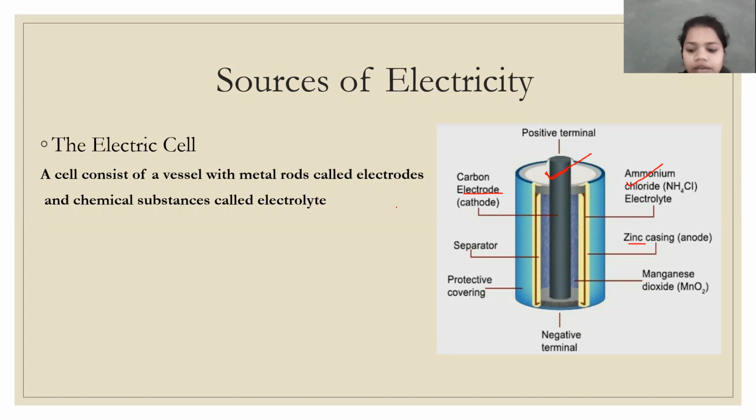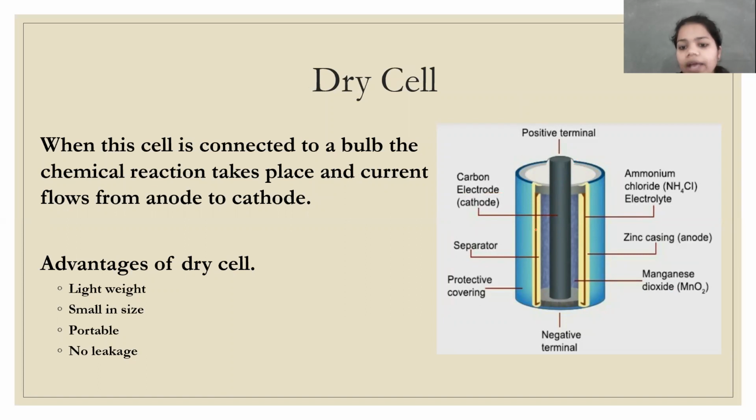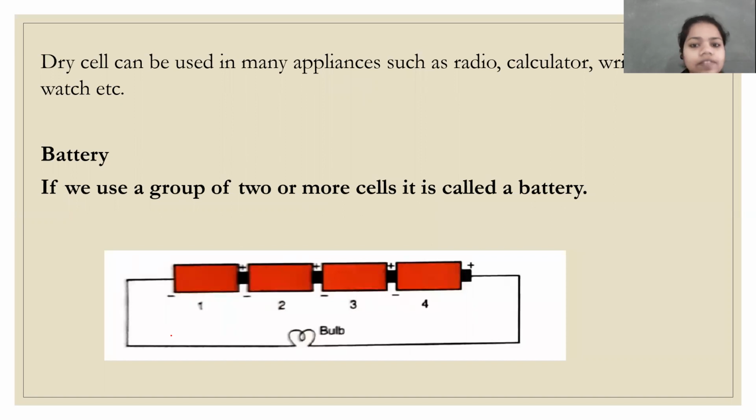When the cell is connected to a bulb, the chemical reactions inside the cell take place and the current flows from the anode to the cathode. Okay, that is from the positive to the negative terminal. Now, some of the advantages of this dry cell are given here. Why do we prefer dry cell? The reasons are, number one, they are lightweight, very less in weight, small in size, portable, that is, it can be carried very easily from one place to another, and there is no fear of leakage. This is the reason why the cell is used in many appliances like radio, calculator, wristwatches, etc.